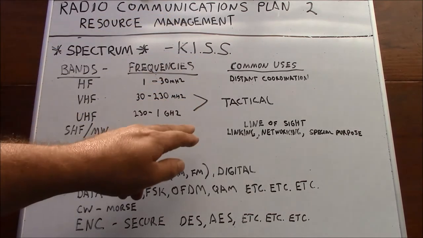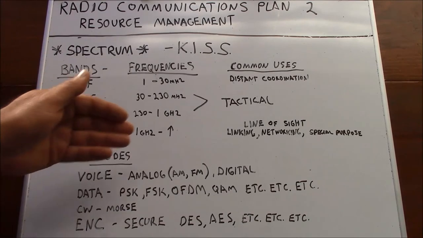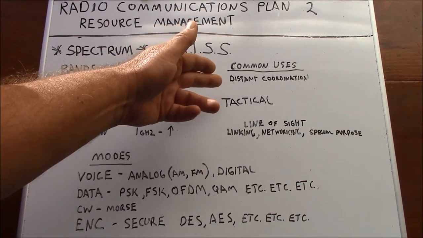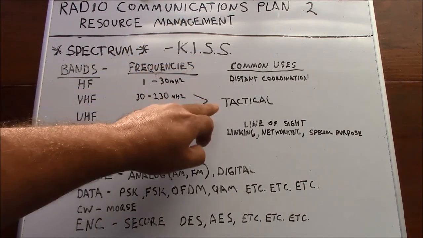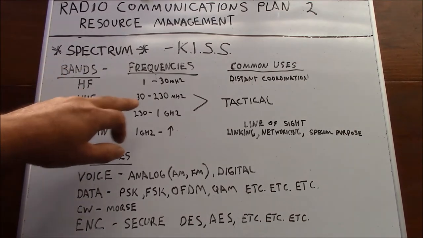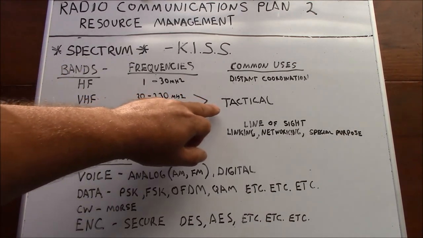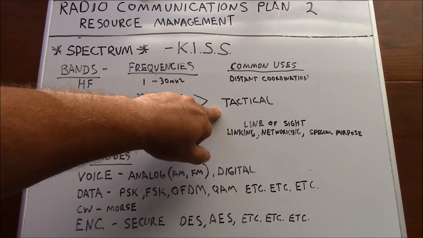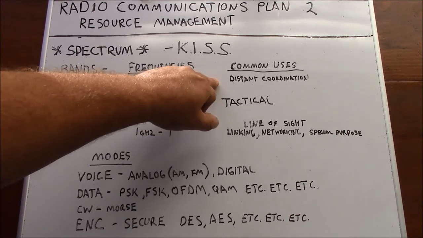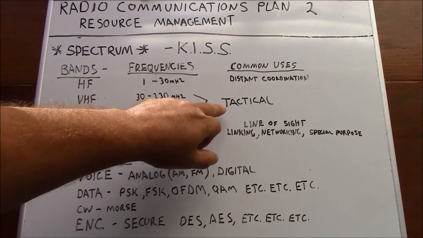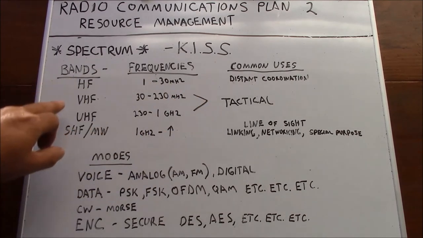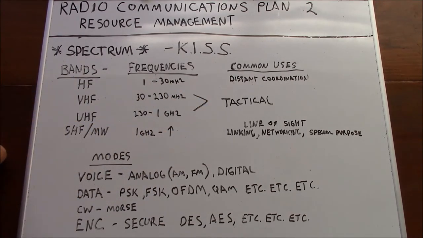These are common uses for these particular bands and frequency ranges. For your HF spectrum, the common use would be distance coordination without infrastructure. The majority of your portable radio equipment and mobile radios exist in the VHF and UHF range, which gives it the lion's share of the tactical realm. This isn't to say you couldn't use HF for tactical, but for the most part, for tactical communications we're going to concern ourselves with the VHF and UHF range.